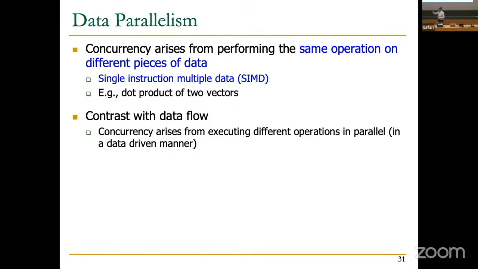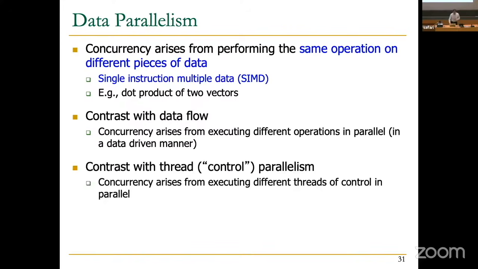Basically, data gets available, it actually fires an instruction, and these instructions have no relationship to each other, except they happen to have their data ready at a given point in time. It could be completely different instructions, basically. Contrast this with thread parallelism at a higher level.